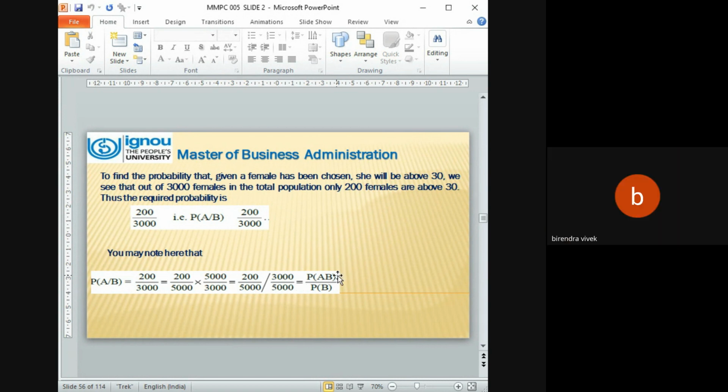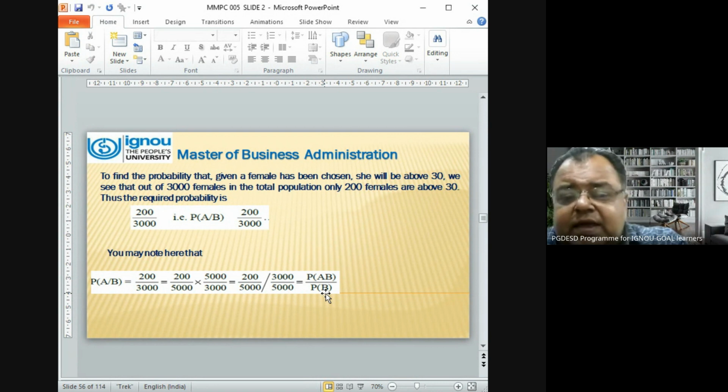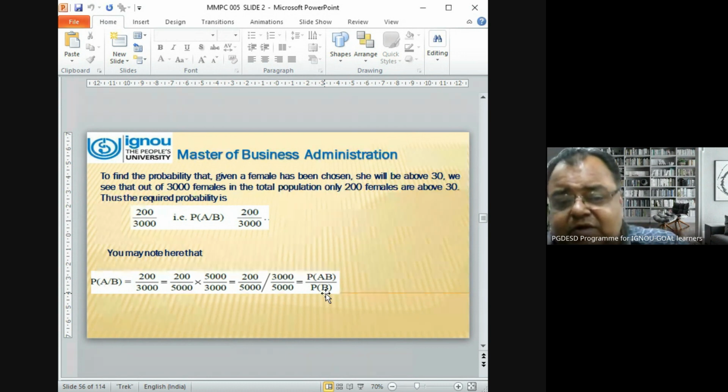Sir, P(A given B) is P(AB) by P(B). 200 is defined as above 30 and female. Is it so? Yes. P(A given B) is equal to P(AB) by P(B). Now P(AB) is 200 by 5,000 and P(B) is 3,000 by 5,000. When you solve it, 5,000 by 5,000 will be cancelled. You will be left with 200 by 3,000. Okay.